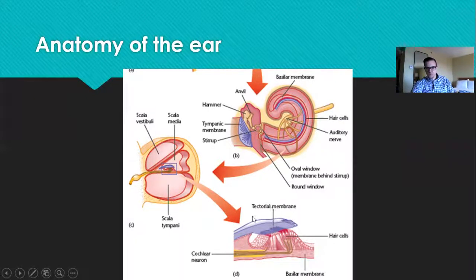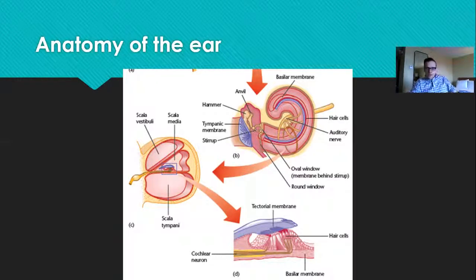Here, when the disturbed fluid, the change in the fluid pressure, moves to the basilar membrane, it starts pushing these hair cells back and forth. The basilar membrane ends up moving up and down, while the tectorial membrane ends up moving back and forth. And so these hair cells get pushed back and forth by the pressure wave moving through the fluid.